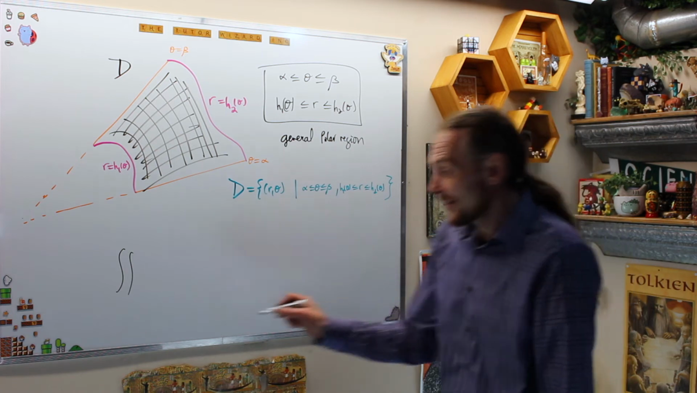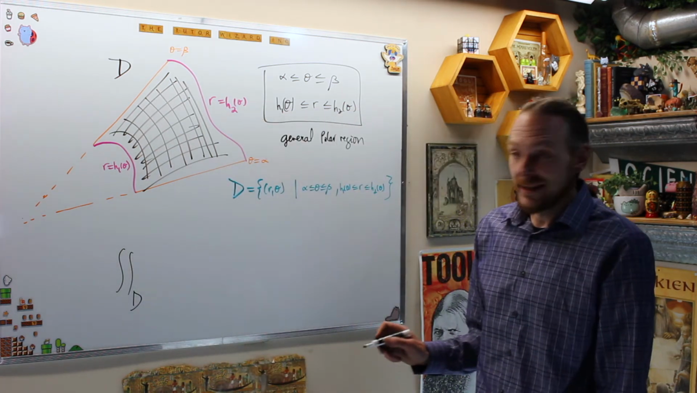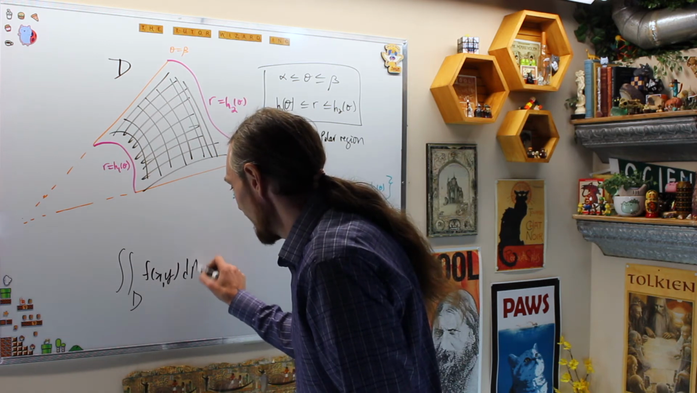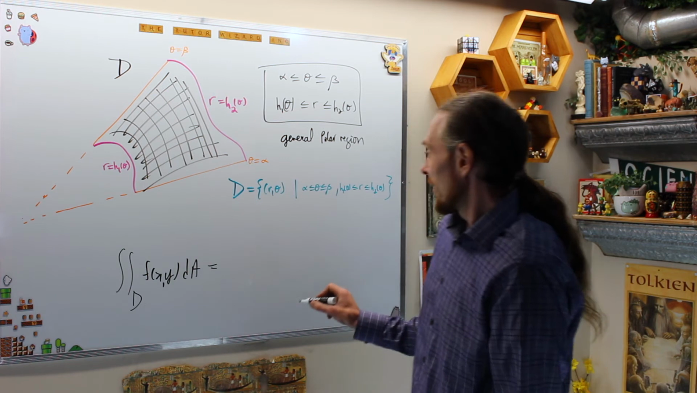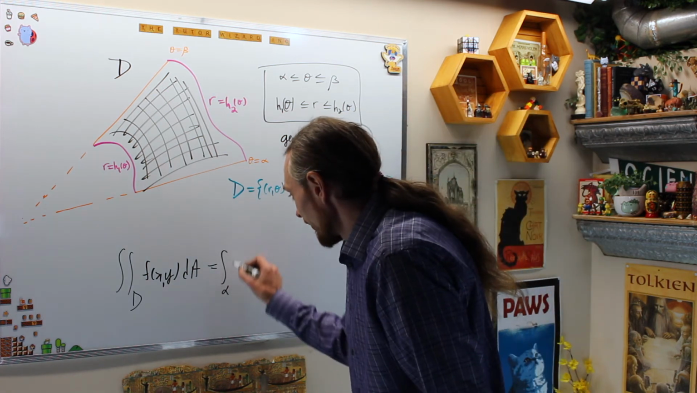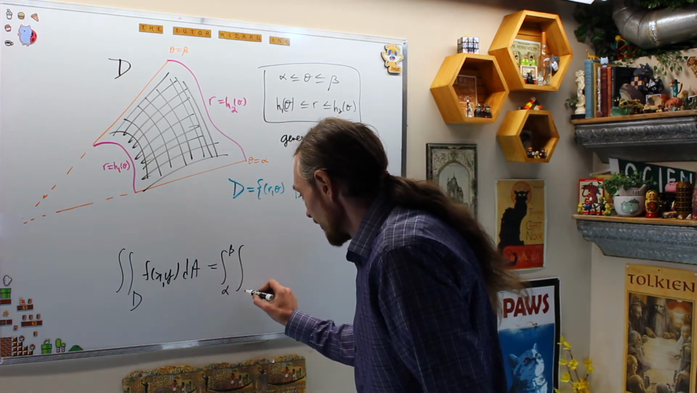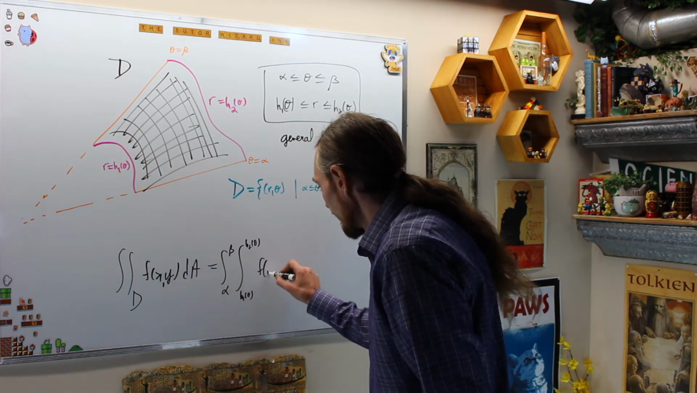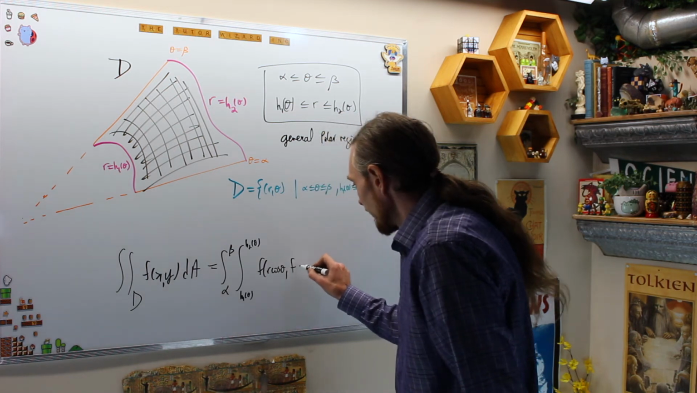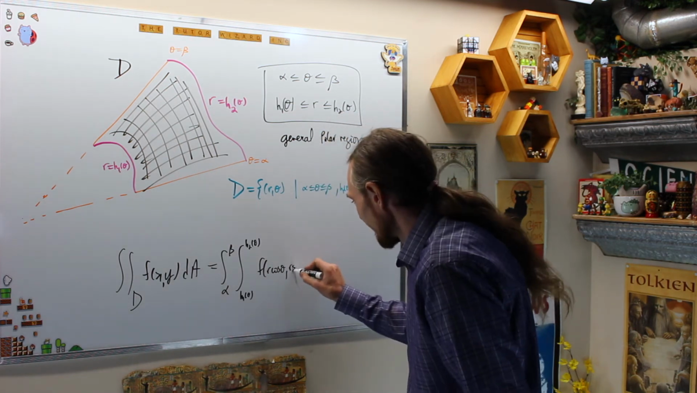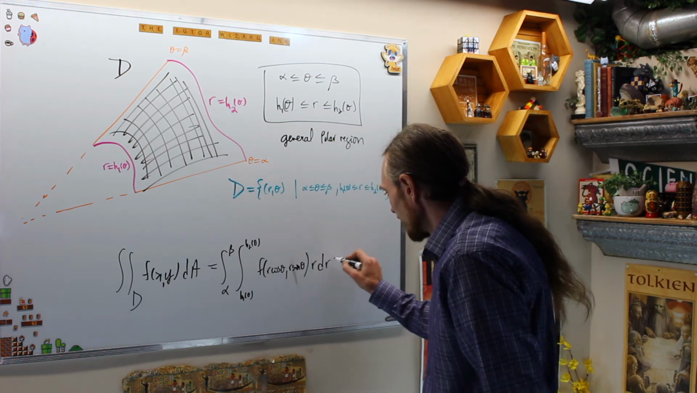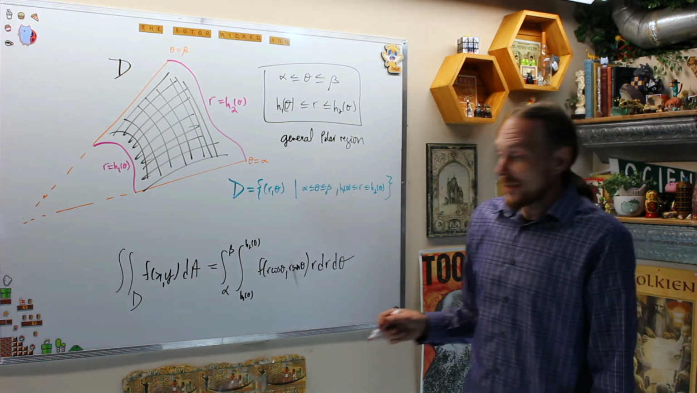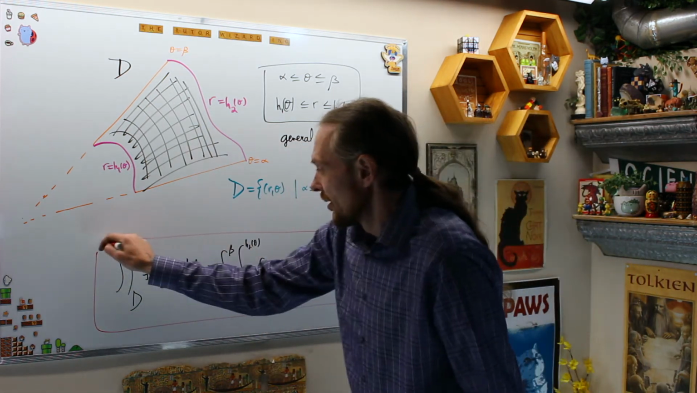Either way, if I take the double integral over D of a function f of x, y, dA, this can now be equal to the integral from alpha to beta, the integral from h1 of theta to h2 of theta, of f of r cos theta and r sin theta as the second coordinate, r dr d theta. This is how to do double integrals over general polar regions. Let's do an example of that.